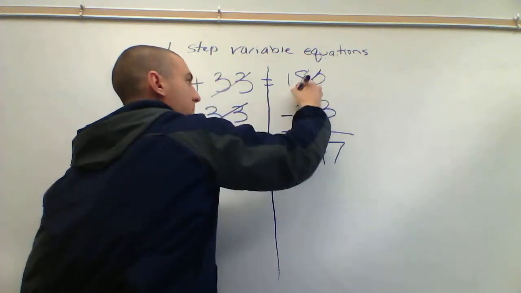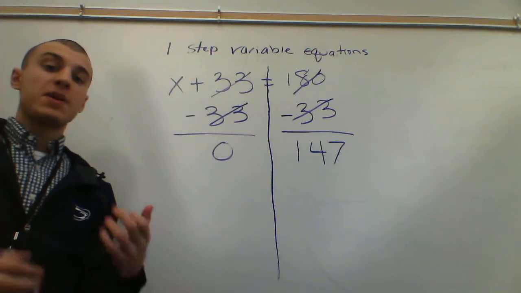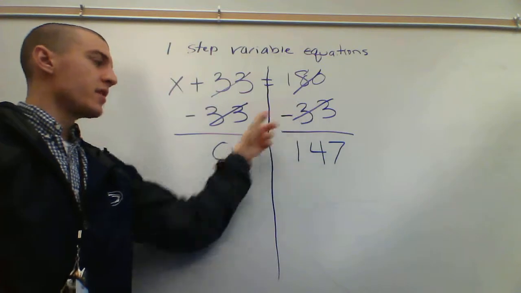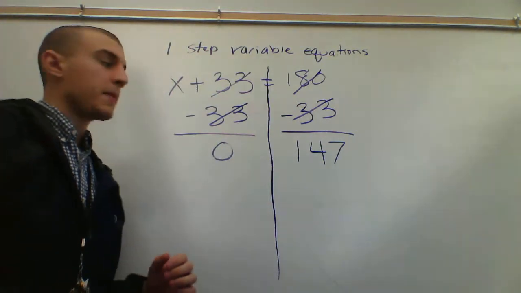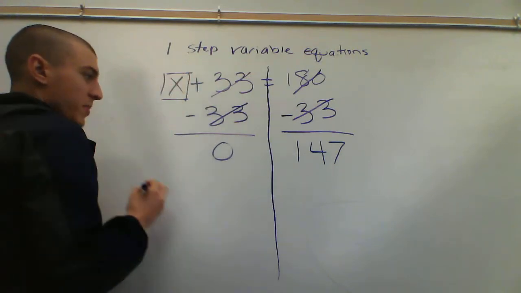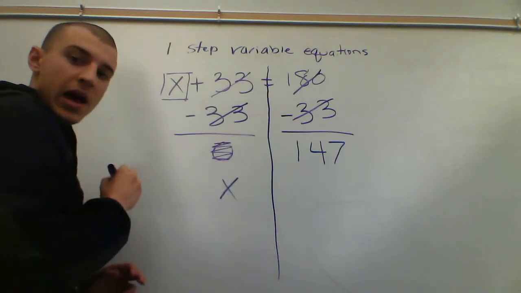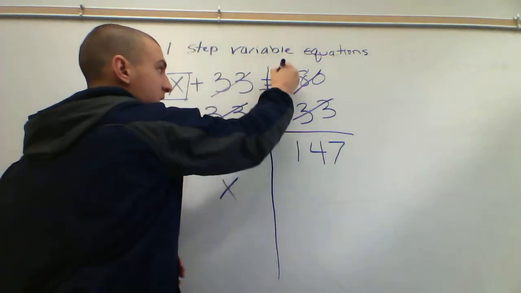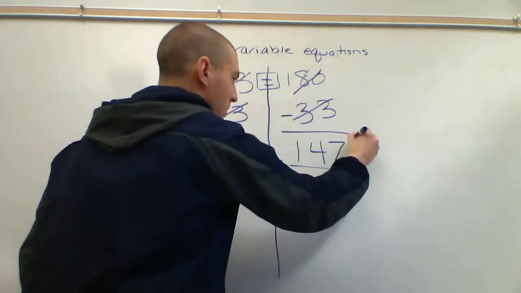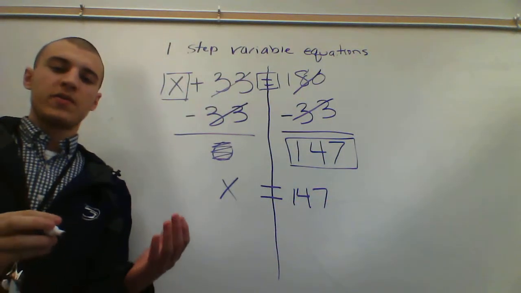When I do my math, I cross things out because it makes our life easier. Once I've crossed out 180 minus 33, we get 147. Now we look at what we have left. We still have our x up here, so we bring that down. We have a 0 left, but 0 we just scribble out. We still have our equal sign, so we bring that down. And down here we have our 147. And we're finished with that equation.